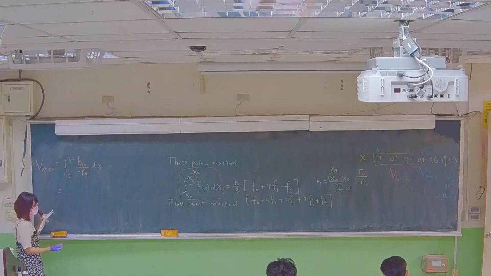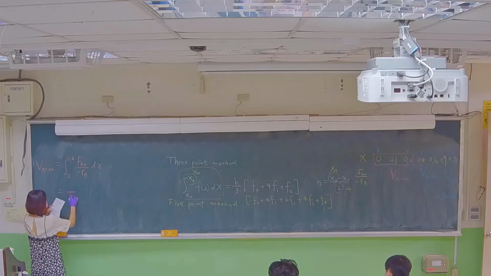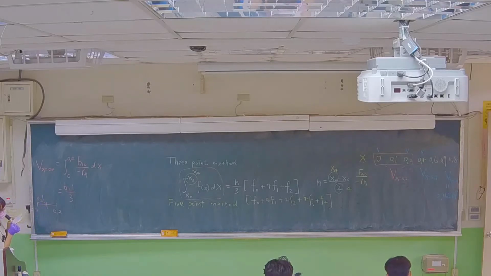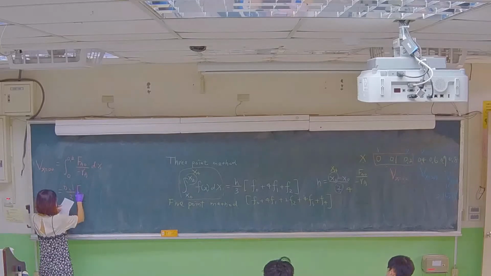Then h over 3. What is h? 0.1, right? If you cannot tell, 0, 0.2. This gap is 0.1. Okay, continue. What is F0?